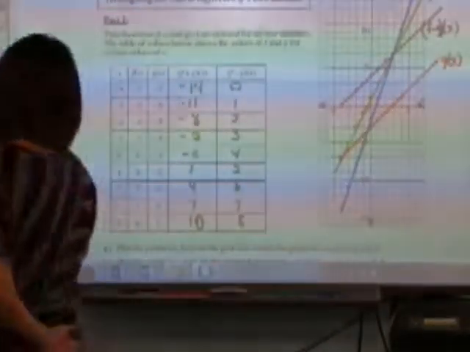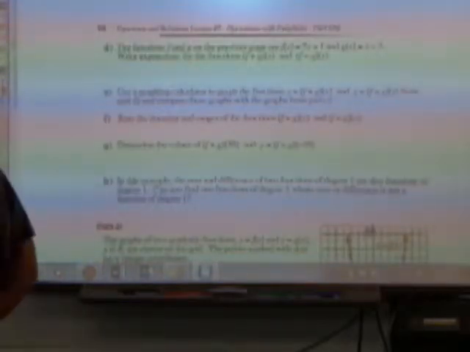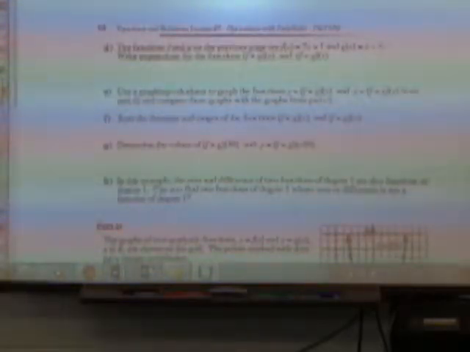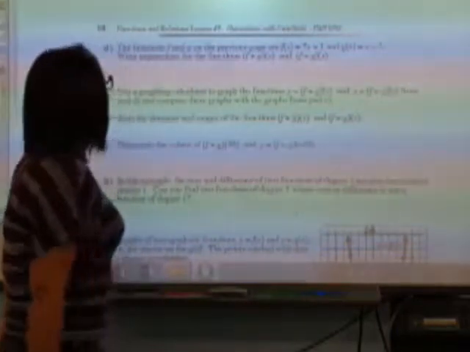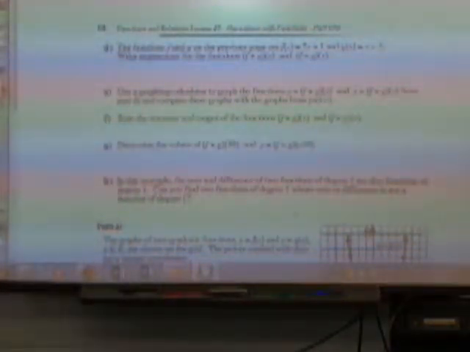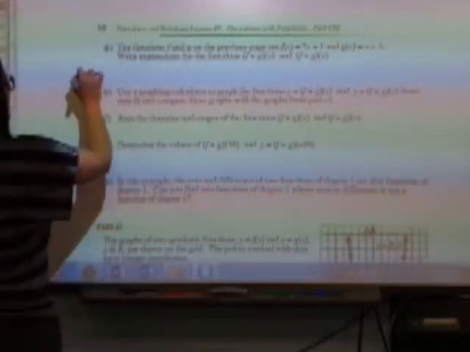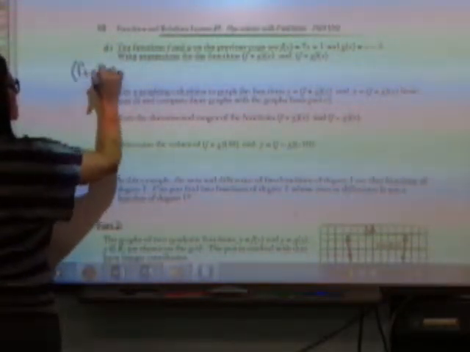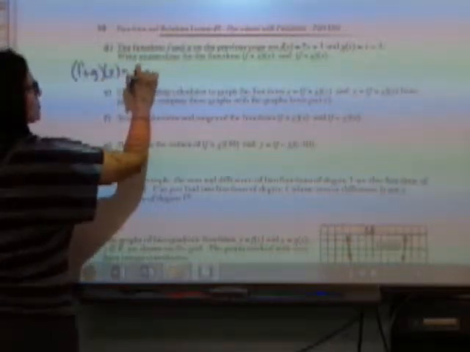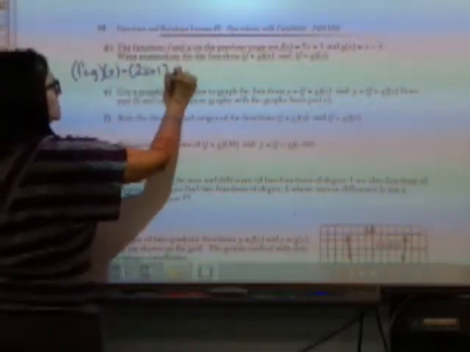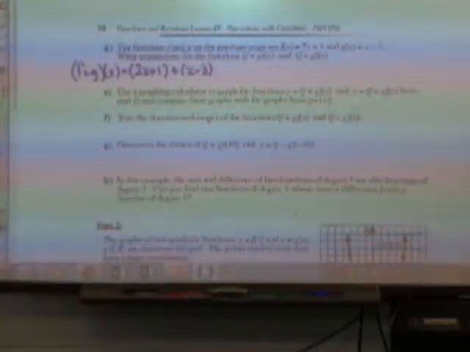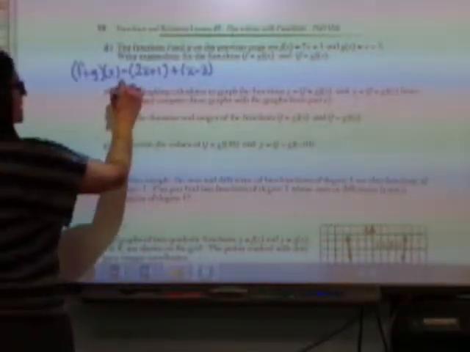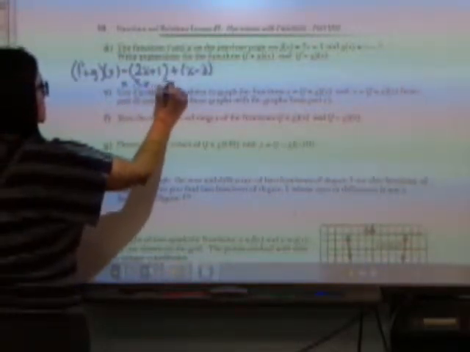If we turn over to the next page, we're actually given the equations of those 2 linear functions. f of x equals 2x plus 1, and g of x equals x minus 3. If we write the expression for the sum of the 2 functions, f plus g of x would be equal to 2x plus 1 plus x minus 3. If I collect the like terms, I collect the x's, I would get 3x minus 2.